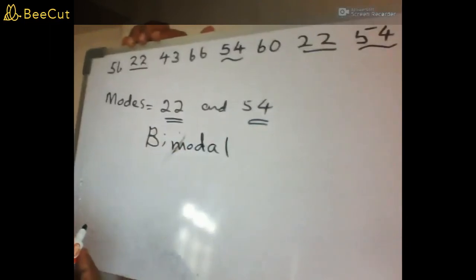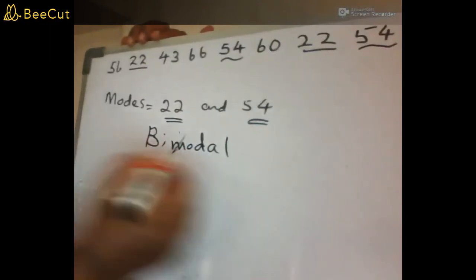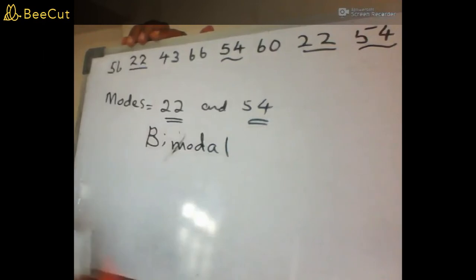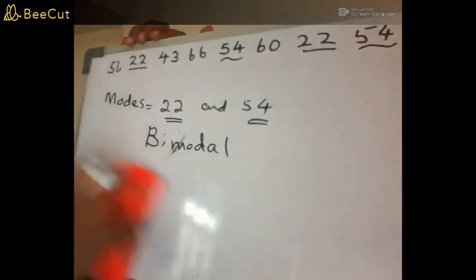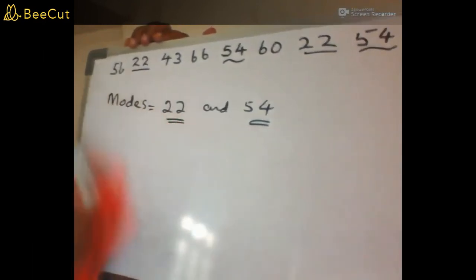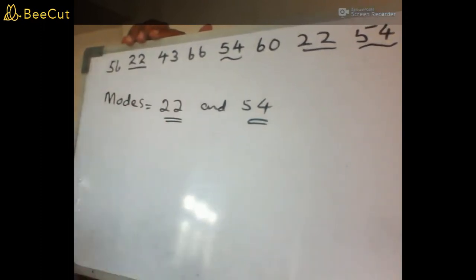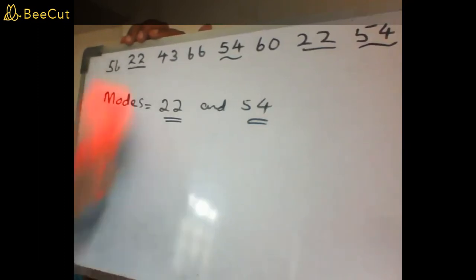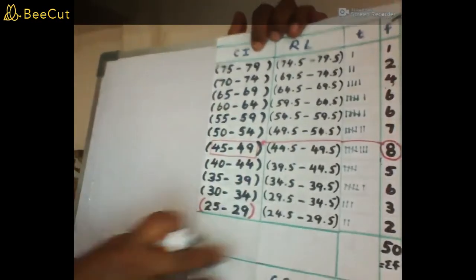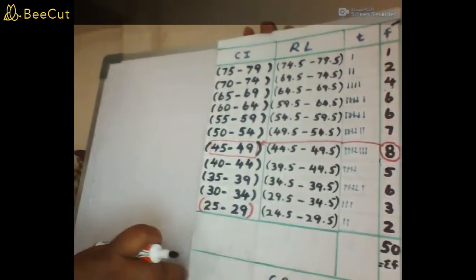Bimodal, right? Not model. If you have one mode, unimodal. That is for discrete data. Now, if we have continuous data, that means data with groups like this, continuous data. Then what's the mode?